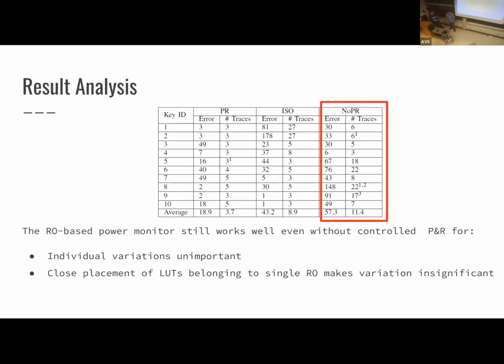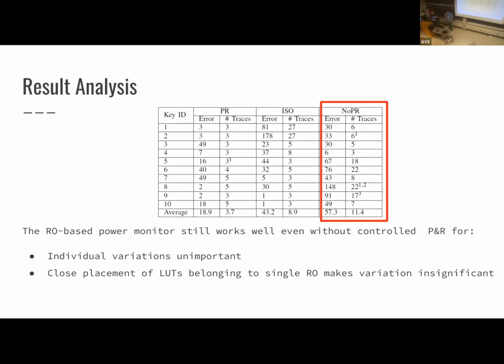Okay, so these are the results of the experiment. Through the analysis, we can see that even without user-defined place and route constraints, the simple power analysis attack can still work quite well. This makes the attack very universal and generalized. The reason is mainly that the individual variations of each power monitor are unimportant. We can always remove this kind of variation by taking the average.